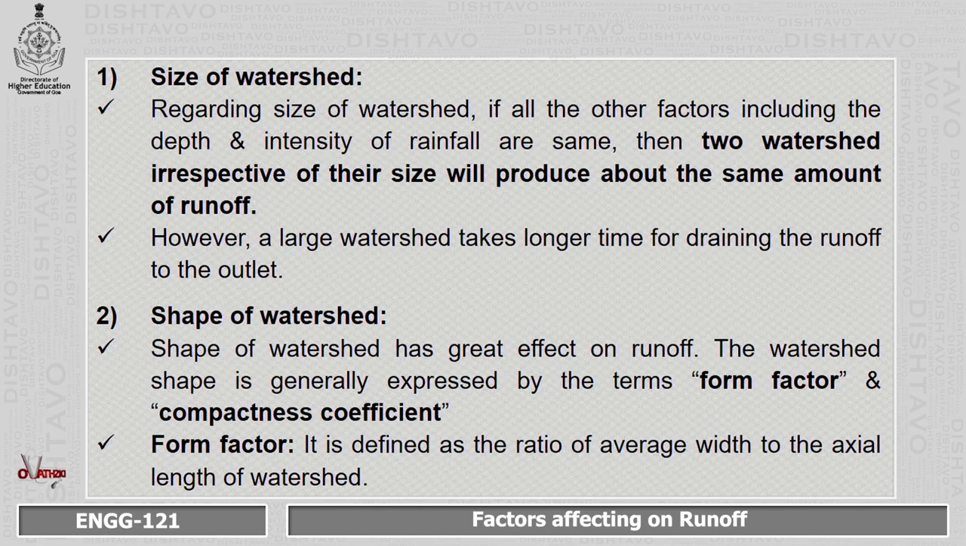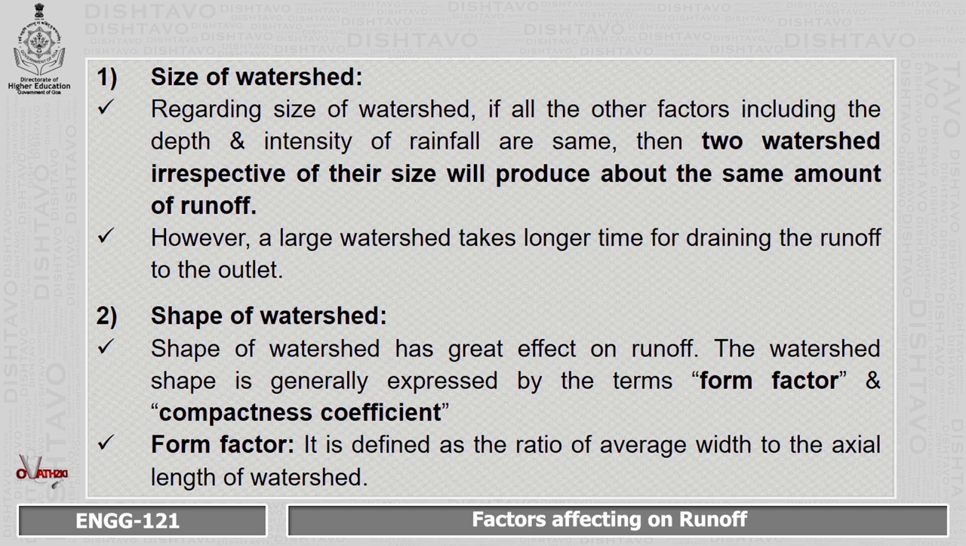However, a large watershed takes a longer time for draining the runoff, but the quantity will be the same. The next is the shape of watershed. Generally, there are two types of shape of watershed, that is fan shape and fern shape. Fan shape is just like a circular, fern shape is just like an elongated shape. The shape of watershed we can determine from the form factor or compactness coefficient.